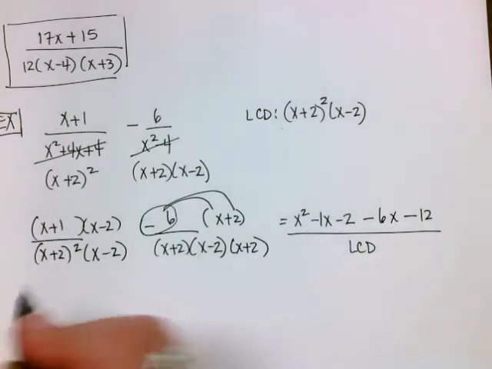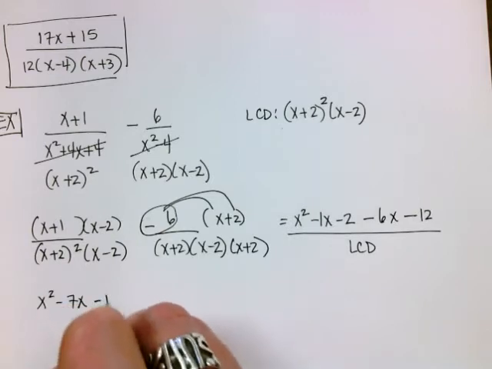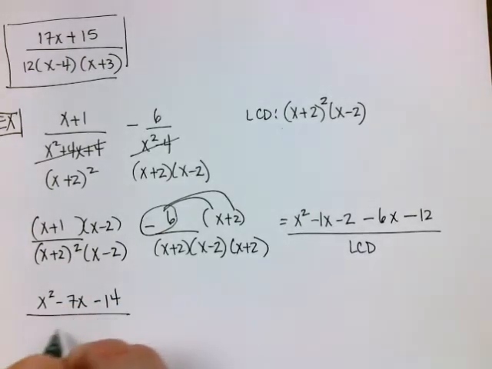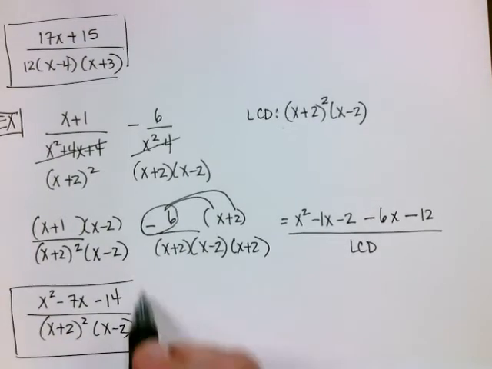So now if I combine my like terms, I'm going to have x squared minus 7x minus 14 over my LCD, which was x plus 2 quantity squared and x minus 2. This doesn't reduce, it's hard to factor something like this, so now I'm done.